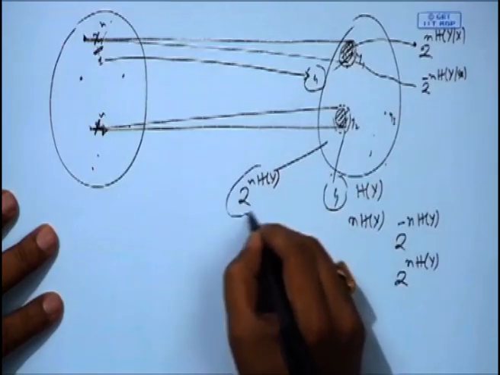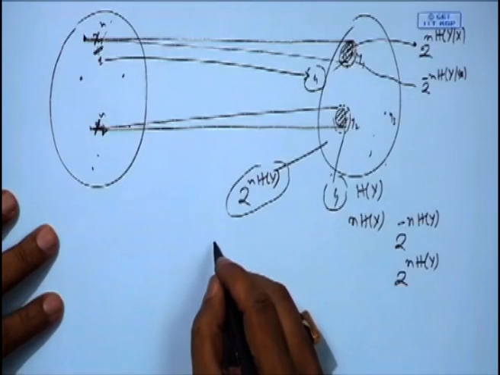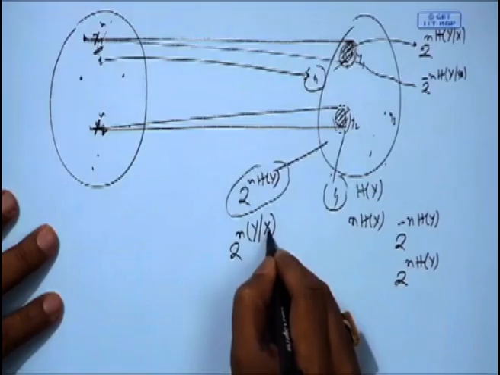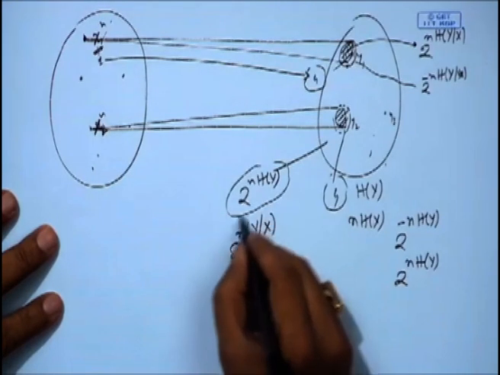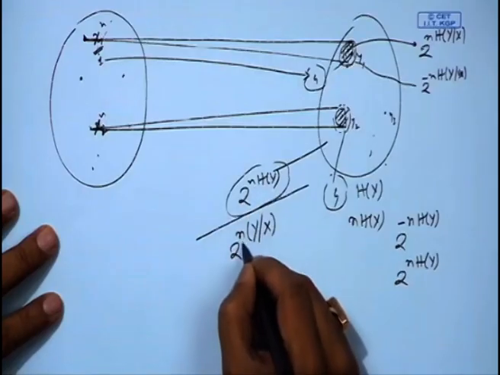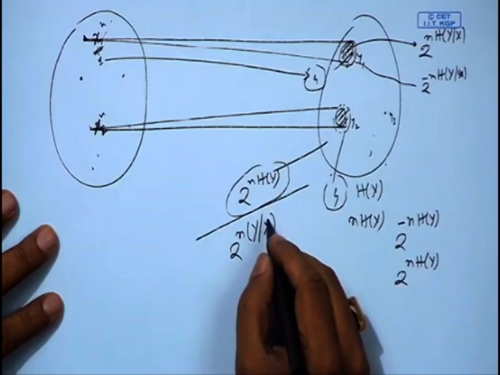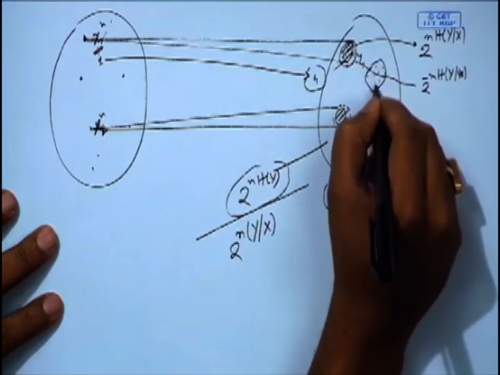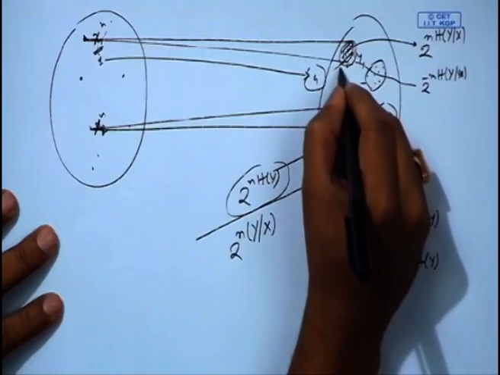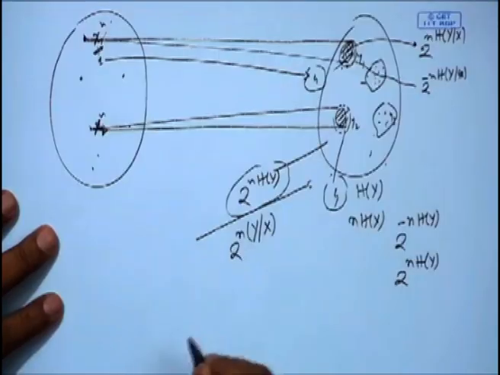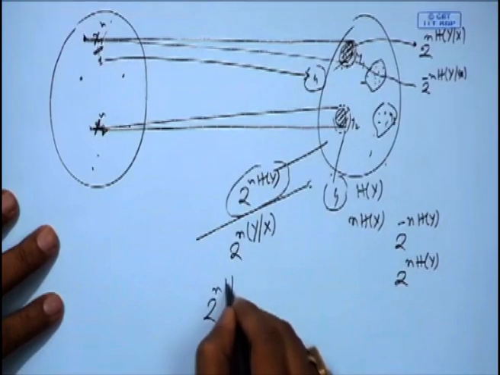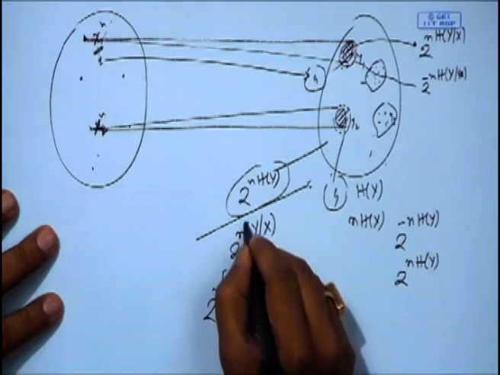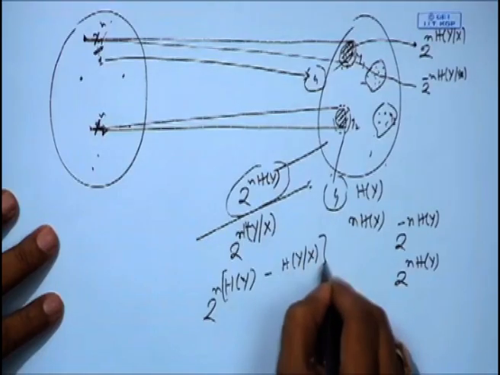So, in total, if there are 2 to the power of n H(Y) typical sequences, and if one particular sequence at the input produces 2 to the power of n H(Y given X) such sequences, we can have 2 to the power of n H(Y) upon 2 to the power of n H(Y given X) different sequences. So, we could have so many such different sequences. This count, 1, 2, 3, 4, would be given by this. So, this is equal to 2 to the power of n times H(Y) minus H(Y given X).